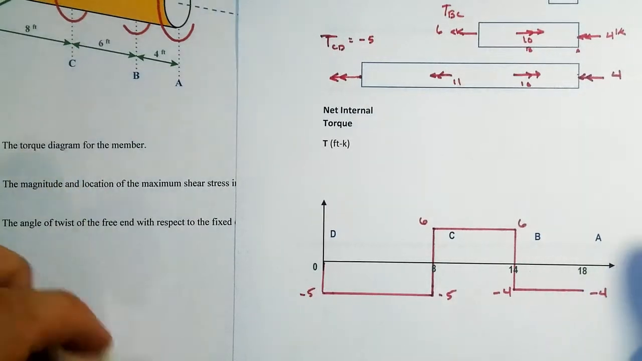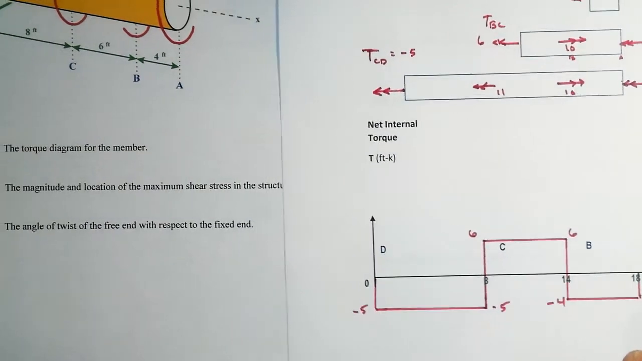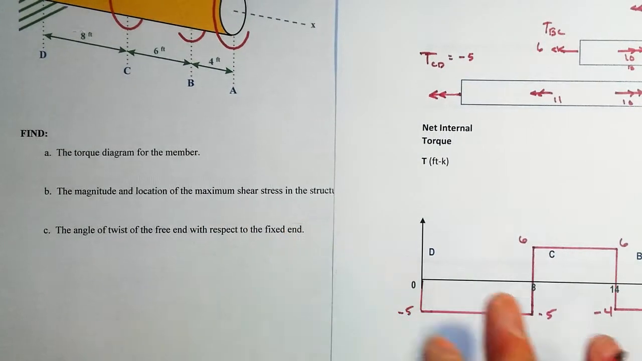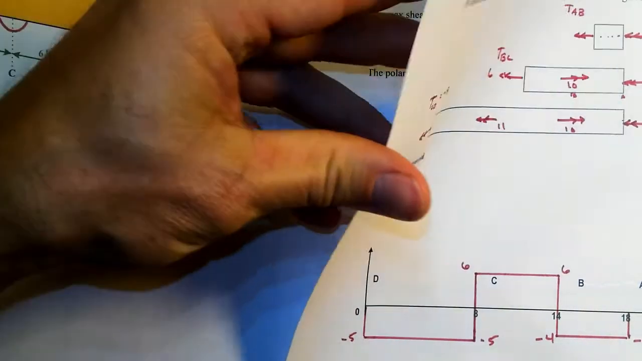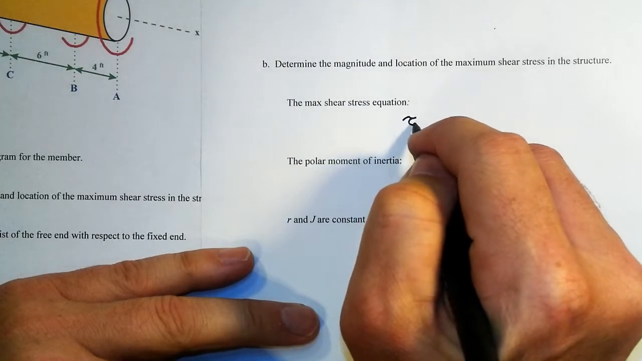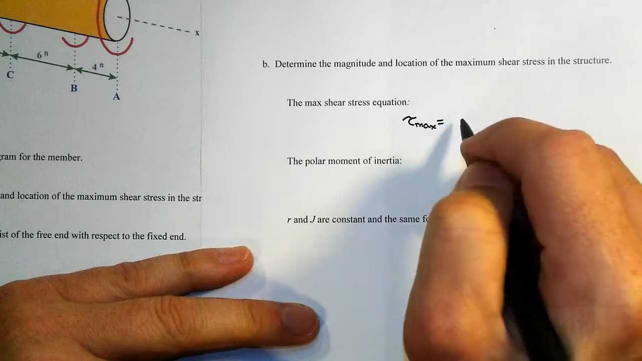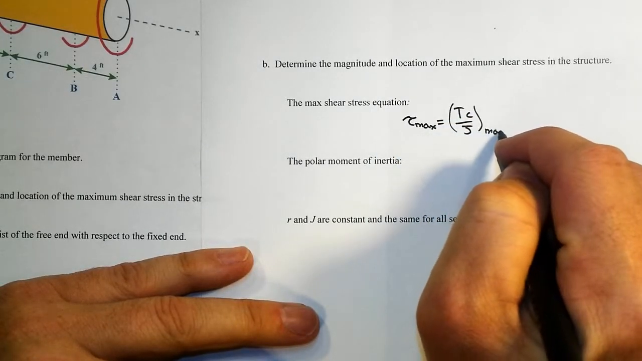Right? And that's going to help us greatly when we want to answer the next question, which is find the magnitude and location of the maximum shear stress in the structure. Now, remember our model, our basic model, is that our shear stress, our max, is probably going to be equal to then TC over J, but we want the maximum combination of all that.